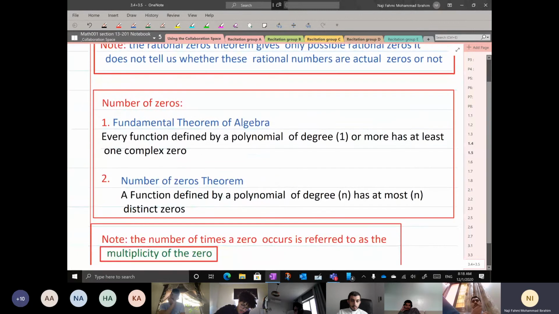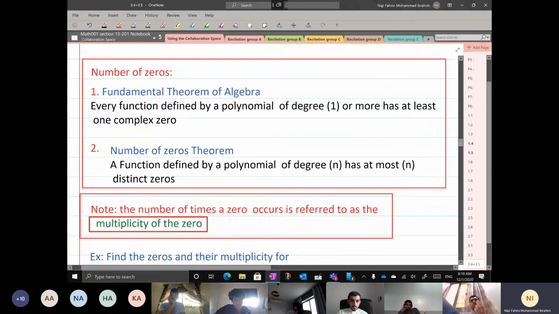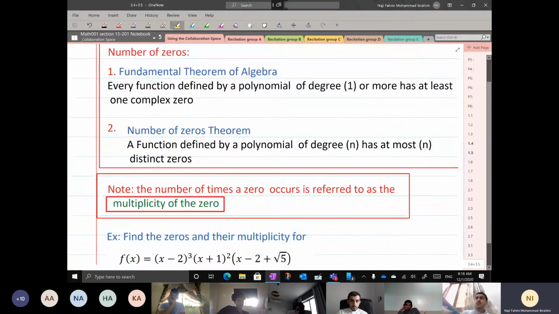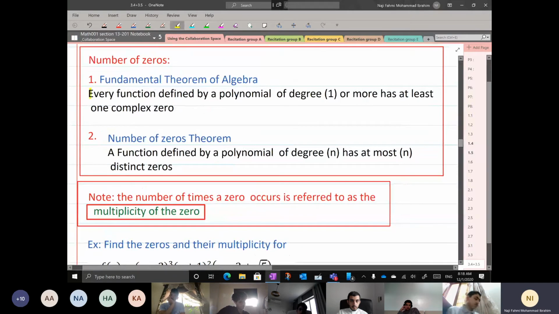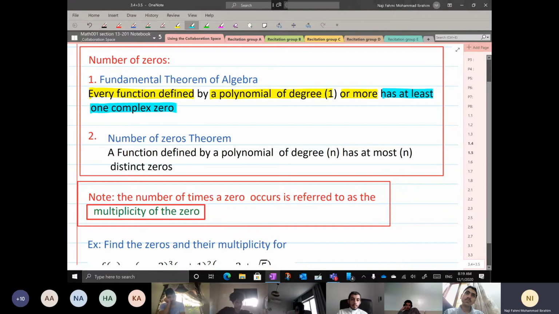Now we have the number of zeros, as we said earlier. Let's read the first one. What does it say? The fundamental theorem of algebra. It says every function defined by a polynomial of degree 1 or more has, read this, it is very important, has at least one complex zero. And when I say complex, it includes also the real numbers. Why? Because we know that every real number is a complex number.